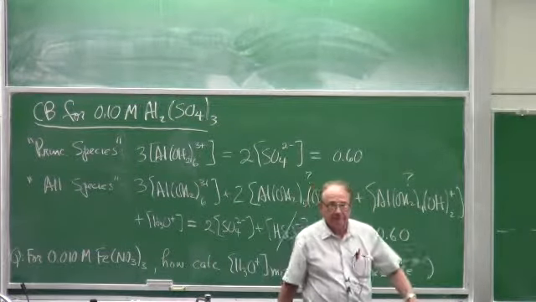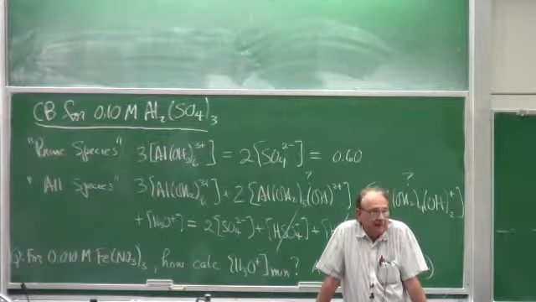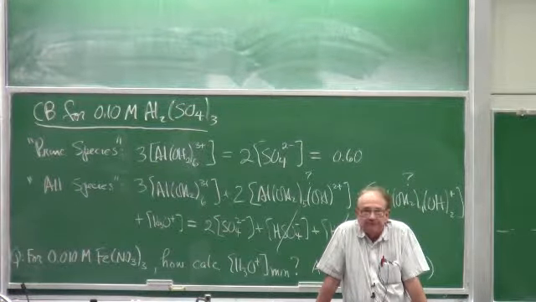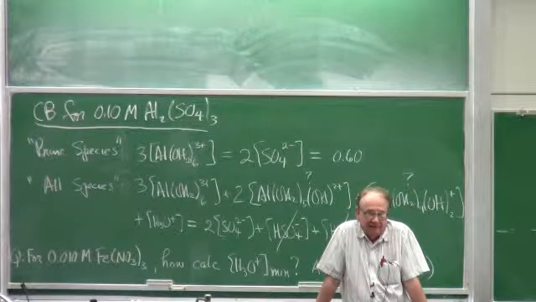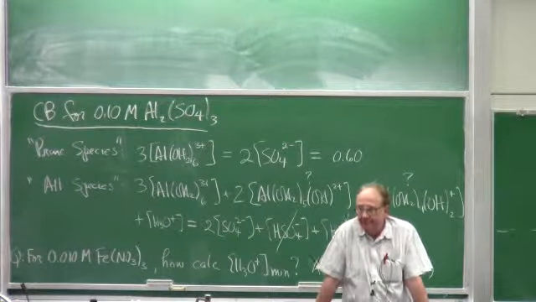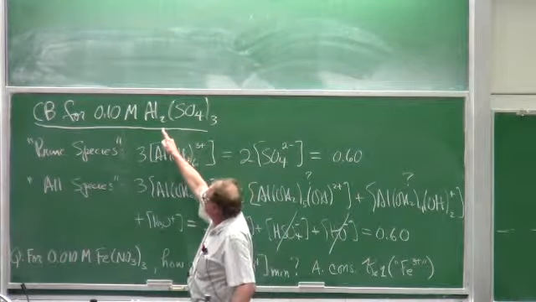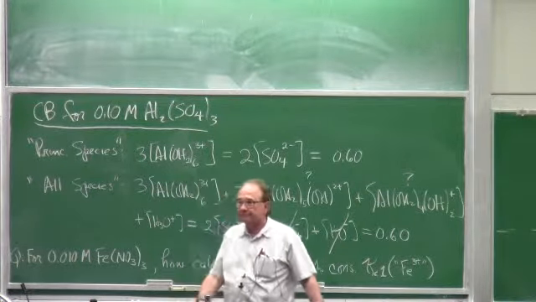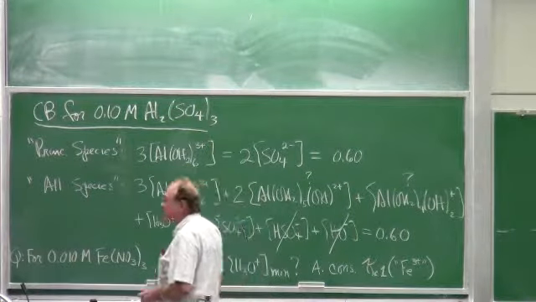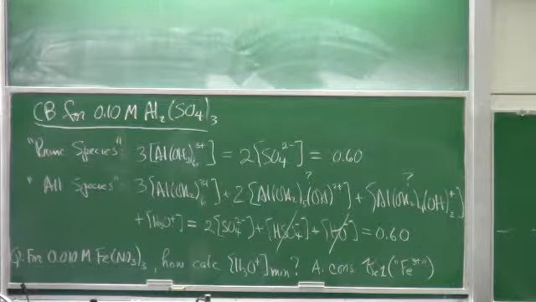You see this? Or are you mystified by 0.60? If everybody sees it, then we're all fine and we're moving on. Everybody doesn't see it. For this solution, what's the molarity of sulfate ion? 0.30. What's the molarity of hydrated aluminum ion?